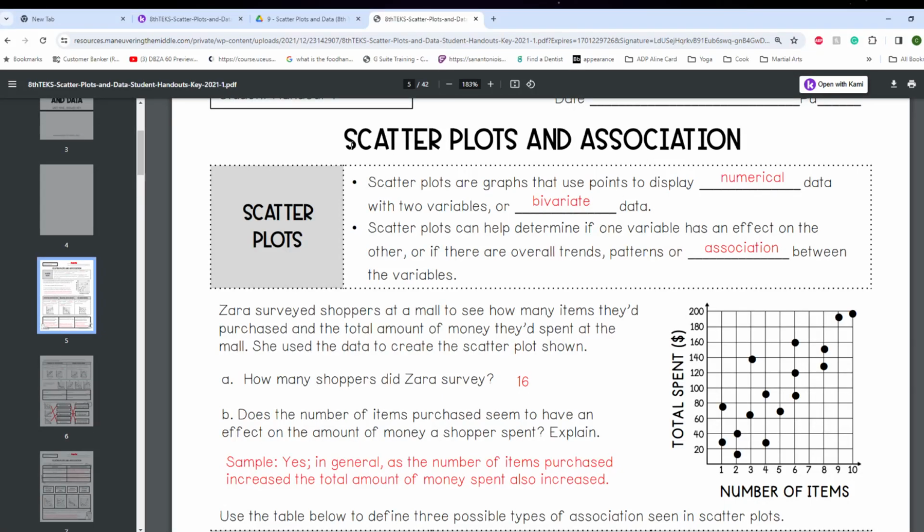So, scatter plots and association. So these will be your notes for tonight.